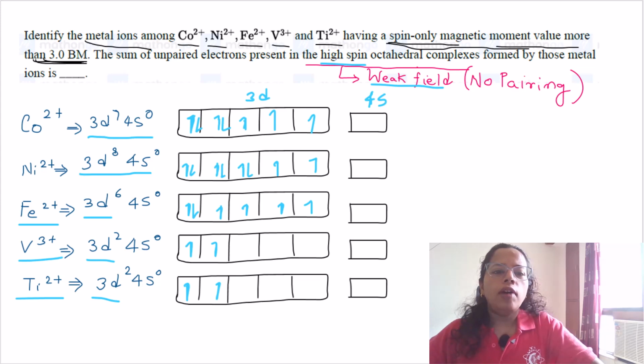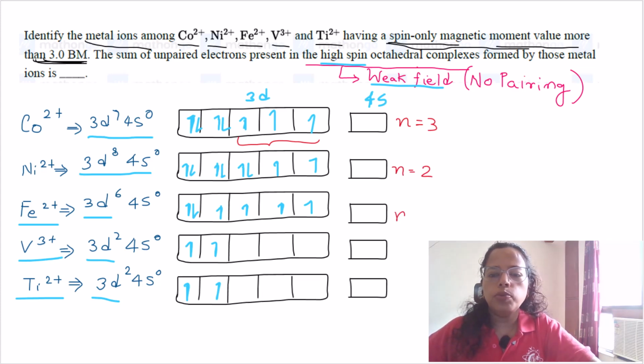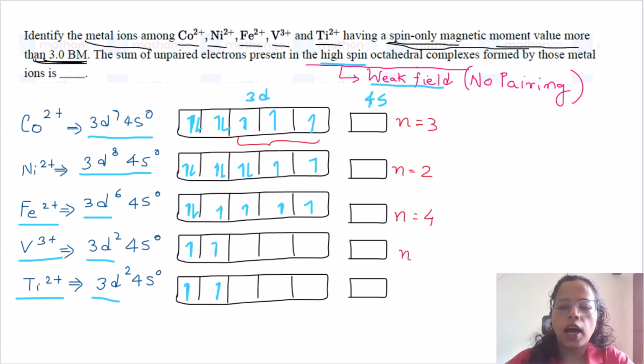Okay, now after this we have to see how many unpaired electrons we have for each of these metal ions. Okay, so for cobalt 2+ you can see 3 unpaired electrons. So let's write n equal to 3, where n is the number of unpaired electrons. For nickel 2+ we have n equal to 2. For Fe2+ we have n equal to 4, and we have n equal to 2 for vanadium 3+ and titanium 2+.